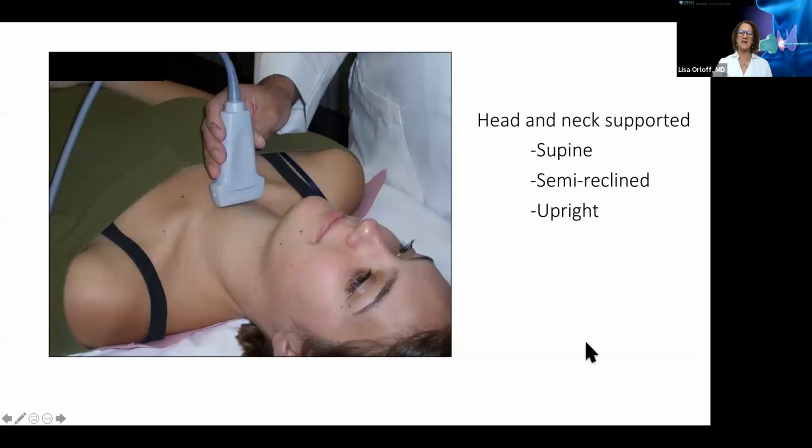So the diagnostic ultrasound exam can be performed with the patient in varying positions. The preferred position is supine with the neck extended, and I would say that for radiofrequency ablation, it is necessary to have your patient supine with their neck extended.